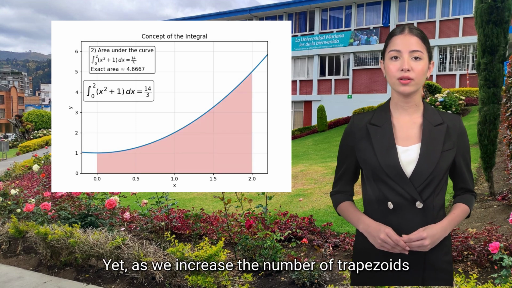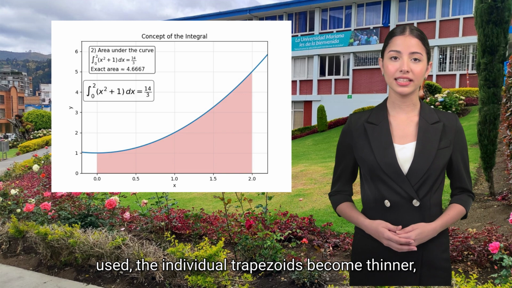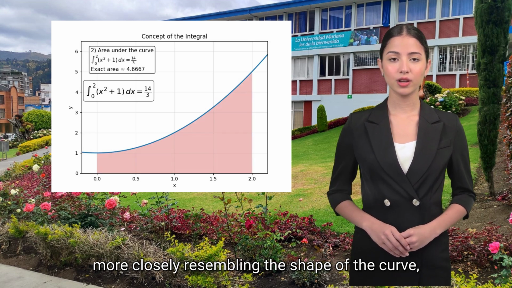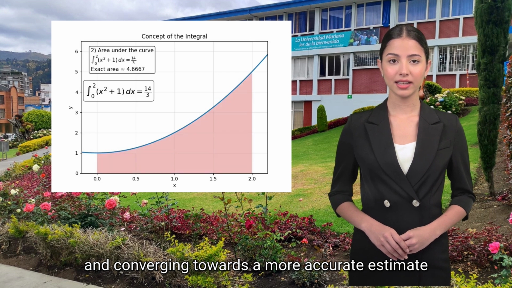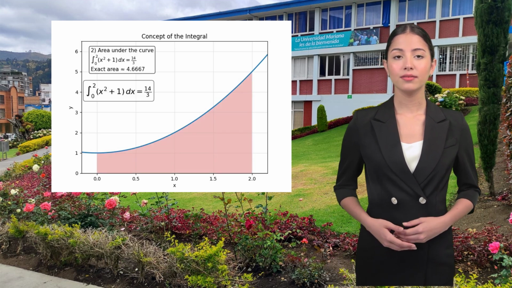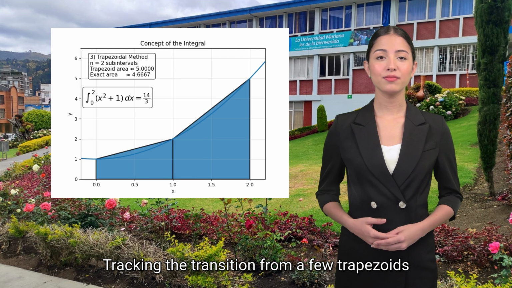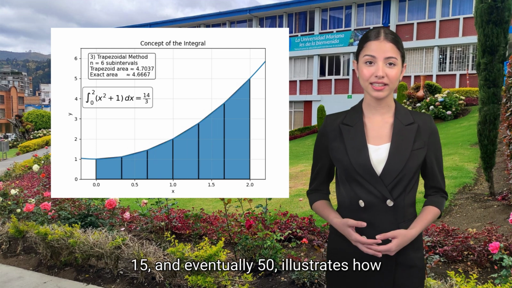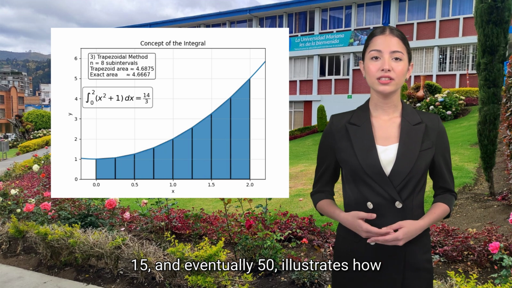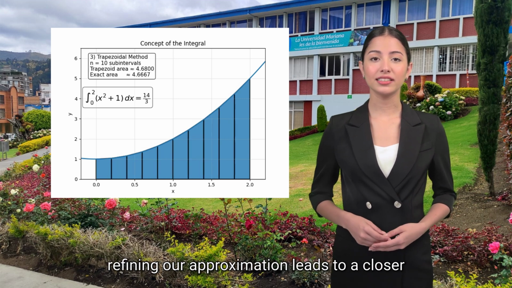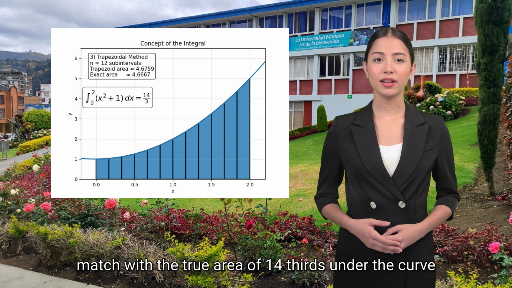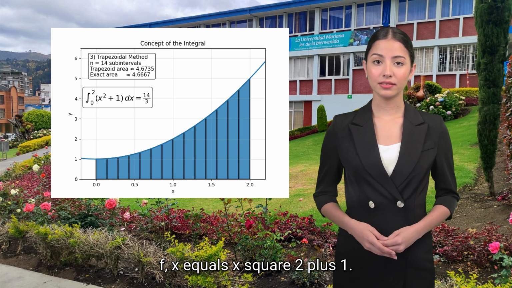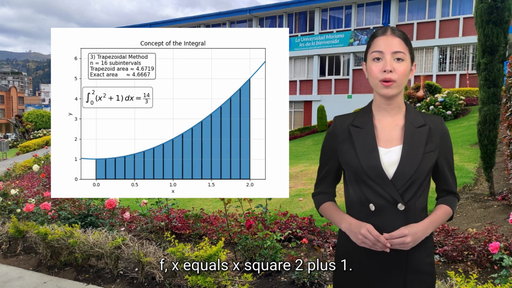Yet, as we increase the number of trapezoids used, the individual trapezoids become thinner, more closely resembling the shape of the curve, and converging towards a more accurate estimate of the integral's value. Tracking the transition from a few trapezoids to a larger number, such as 5, 10, 15, and eventually 50, illustrates how refining our approximation leads to a closer match with the true area of 14/3 under the curve f(x) equals x squared plus 1.